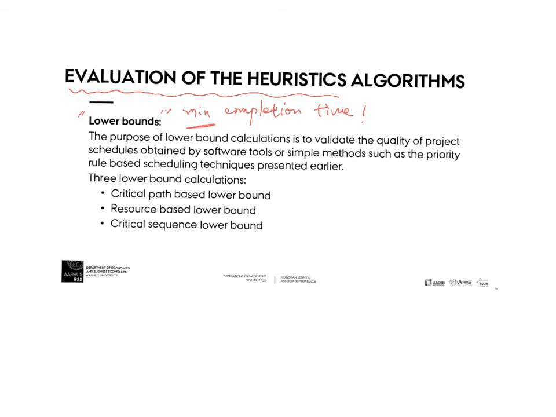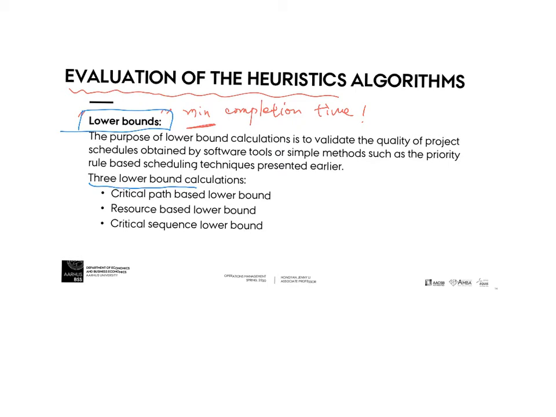But sometimes we do heuristics because we cannot find optimal solutions. That's why we need to find a lower bound. The purpose of lower bound calculations is to validate the quality of our project schedules obtained by software tools or simple methods, such as priority rule-based scheduling techniques, the heuristics. In our specific case, 3 lower bounds can be calculated.